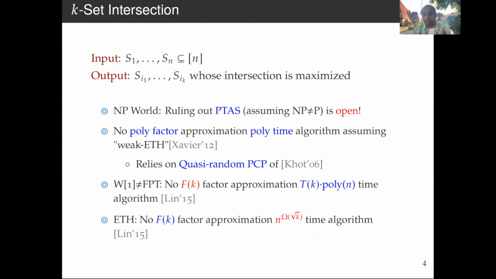And this says that you cannot do significantly better, although it's not really tight, because ideally one would want to show that assuming ETH, no algorithm running in time n to the omega k can approximate k-set intersection to any f of k factor. But there is some gap here. But now let's look at the colored version.